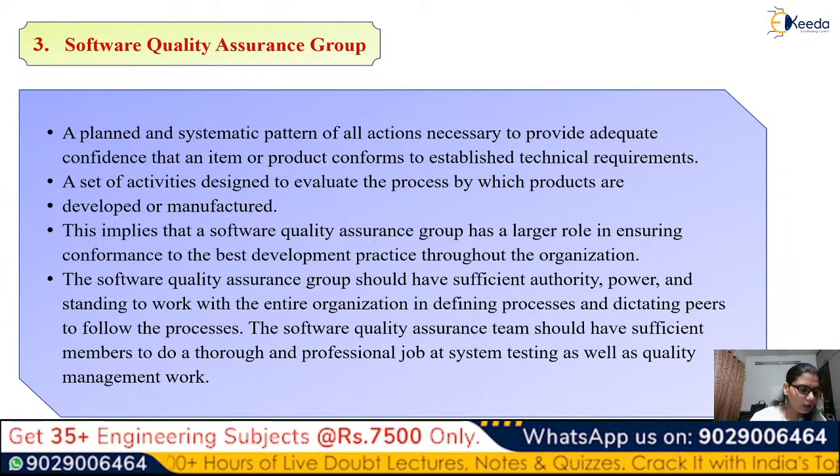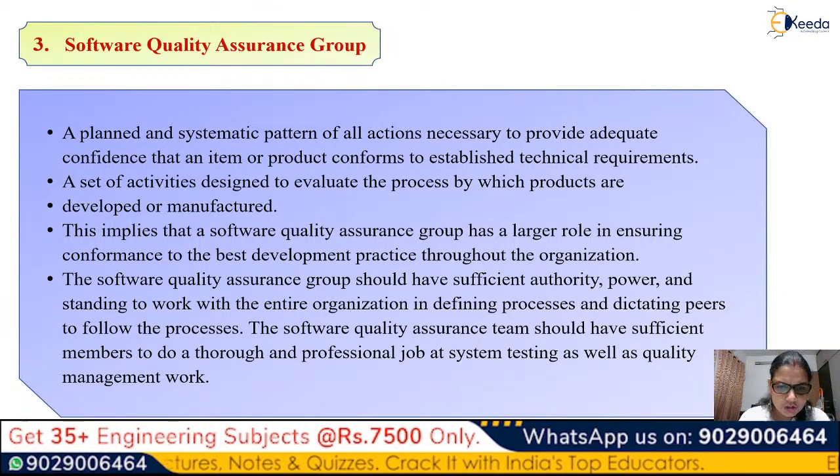Then we have the quality assurance group, with a planned and systematic pattern. Do you understand what quality is? Quality is about what we are supposed to do, and up till now what we have done. And in software quality assurance, a large part of the role is ensuring that the work conforms to the best development practice throughout the organization. So we understand how this works.